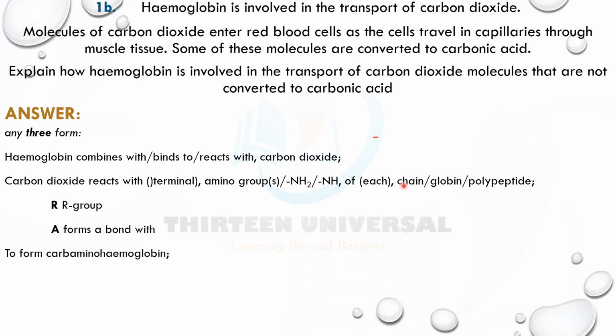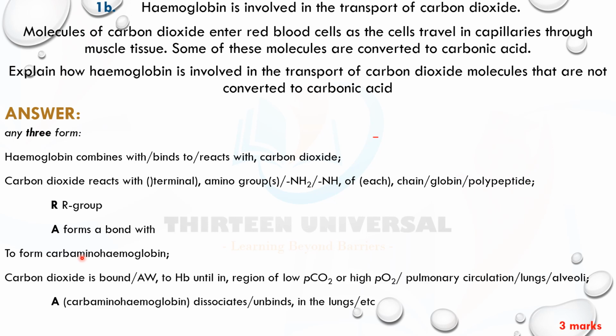So hemoglobin has 4 chains. Each chain has an R group. Accept forms a bond, so it forms a bond to form carbamino hemoglobin. Now you can see the rest: carbon dioxide is bound to Hb until a region of low partial pressure. That's when it releases it. So in the lungs, it unbinds or dissociates.